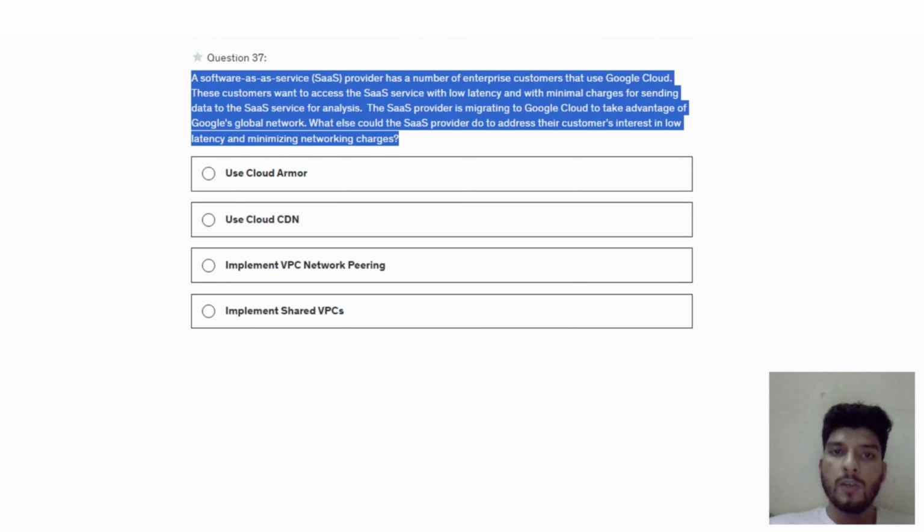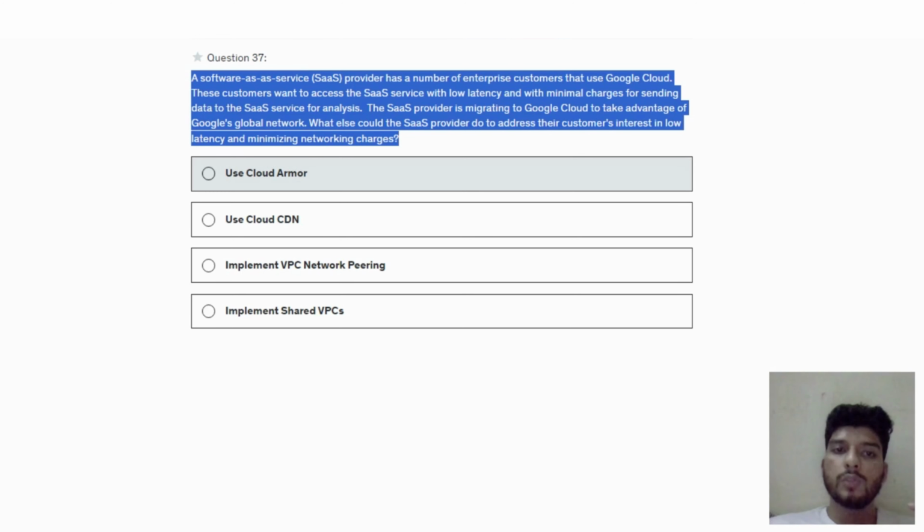This customer wants to access the SaaS services with low latency and minimal charges for sending the data to the SaaS services for analysis. The SaaS provider is migrating to the cloud data to take advantage of the Google Cloud network. So which else could the SaaS provider do to address the customers' interest in low latency and minimize the networking charges?